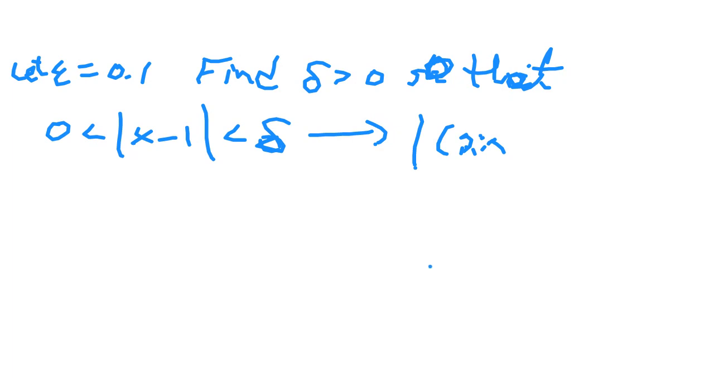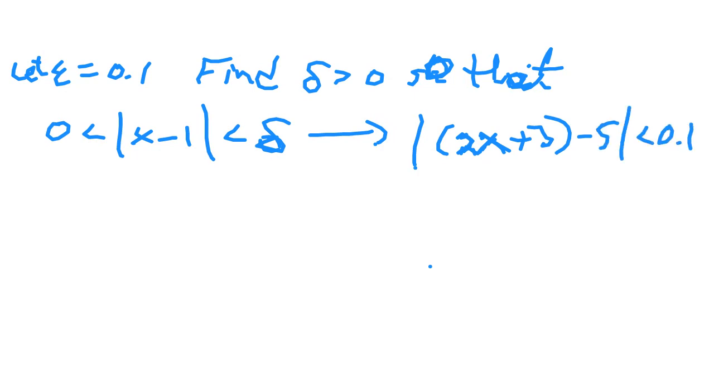Man, I don't understand why that does that to me. Okay. Go back. Let me write. Okay. 2x plus 3 minus 5 is less than 0.1.